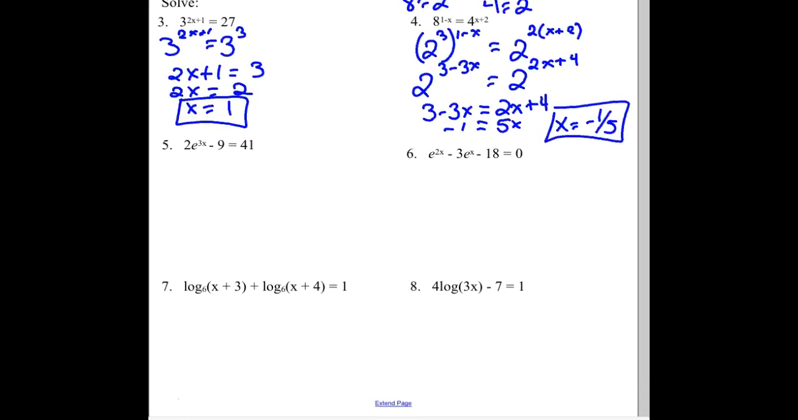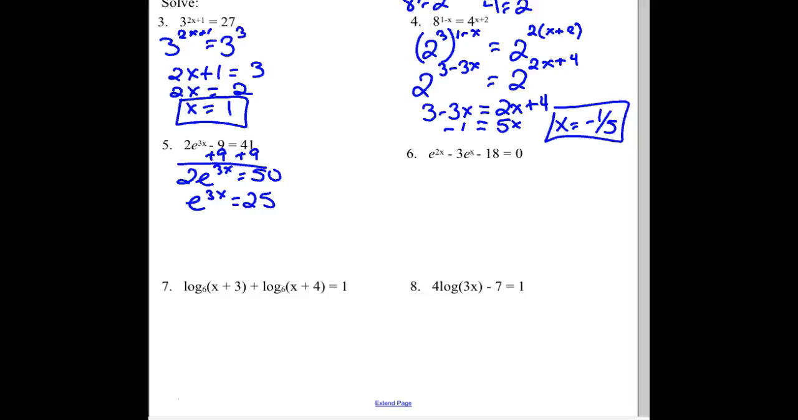Question 5. We have e to the 3x in there, but before we deal with that piece, we need to move the 2 and the negative 9. So our first step would be to add the 9. We have 2e to the 3x equaling 50, and then we could divide out the 2, and e to the 3x would be 25. And at this point, in order to solve for x, we would need to use logarithms.